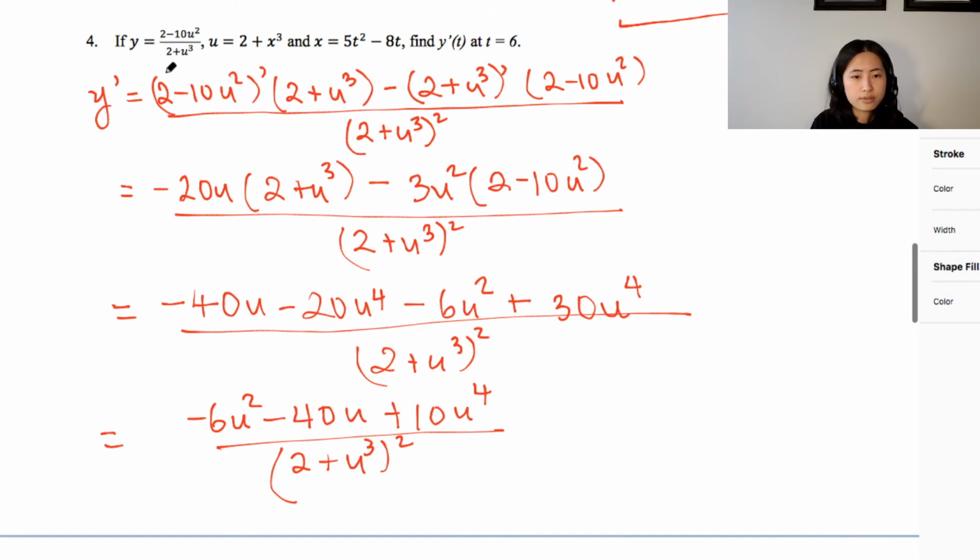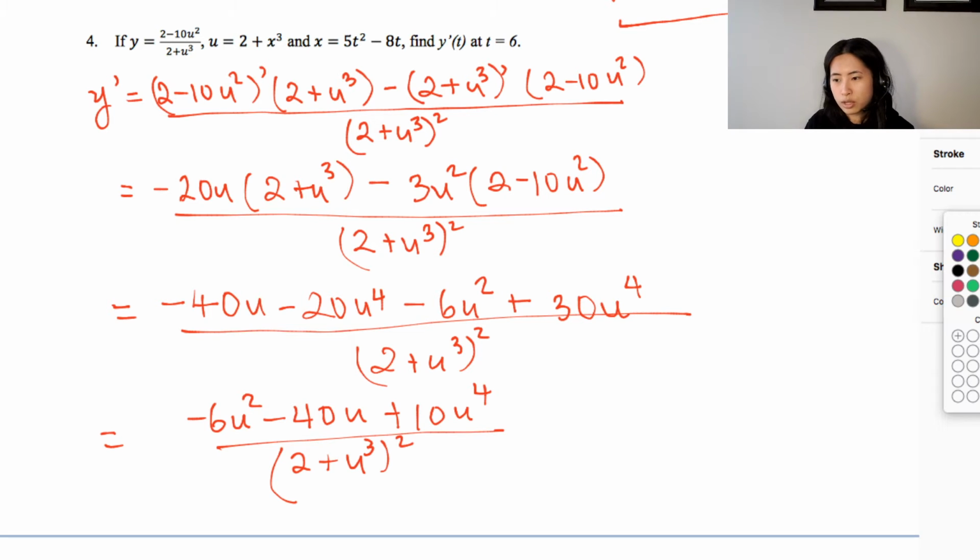If you have your u over here, maybe we can use a different color. So let's use purple for u. For u, they're saying we have 2 plus x cubed, and they're saying t is equal to 6. So what you can do is first take t equal to 6 and plug that into your x. Then you find what x is, and afterwards you find u based on whatever you get for x. Okay, so let's do that.